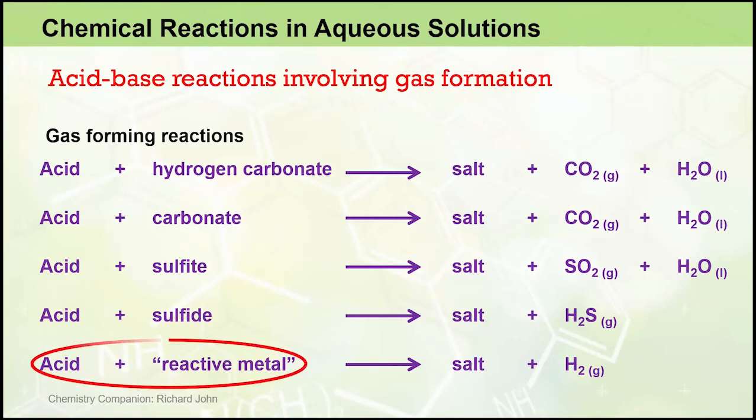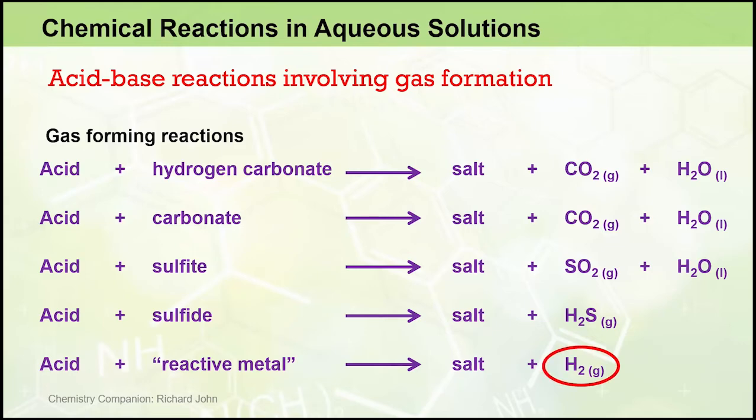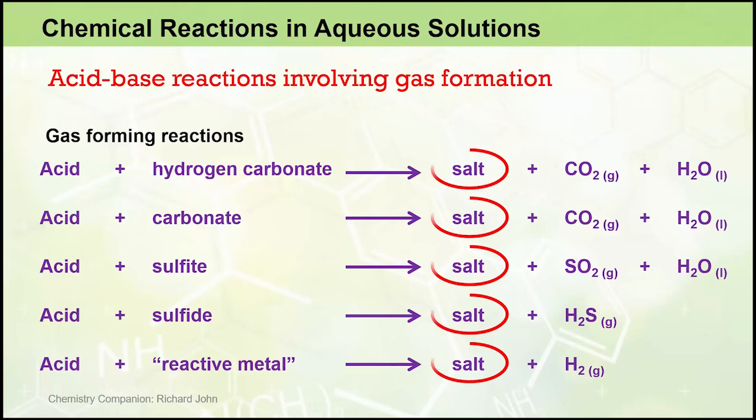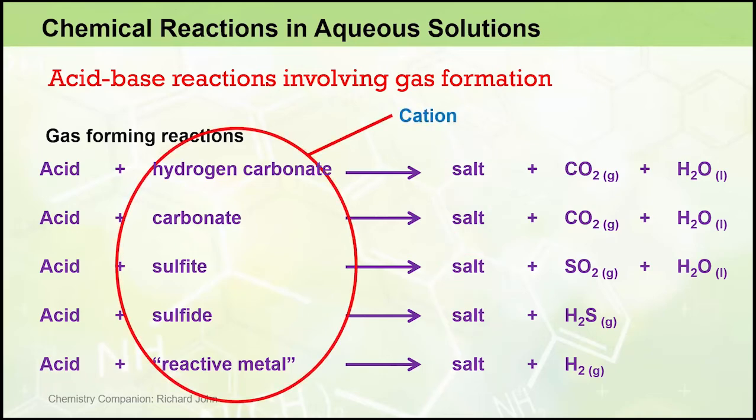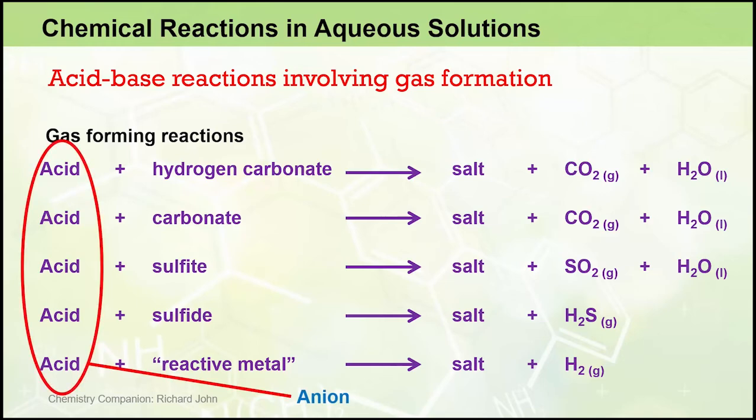Likewise, if we add an acid to a reactive metal, then we will know that hydrogen gas is one of the products, and so we can write it down straight away. The trick then is to work out the identity and the formula of the salt that will be produced for each specific reaction. And if we recall that a salt is an ionic compound composed of cations and anions, we will come to understand that the cation will be derived from these substances here, while the anion will be derived from the specific acid employed in each reaction.